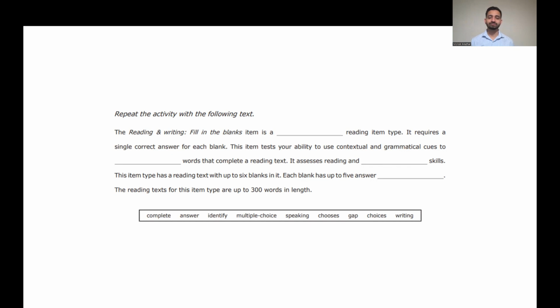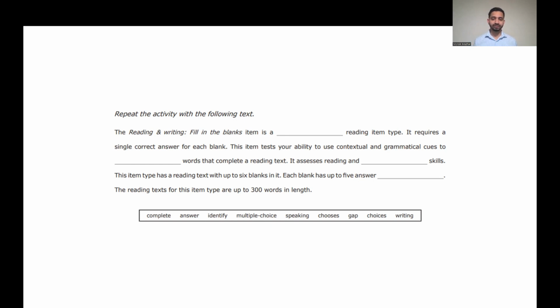This item type tests your ability to use contextual and grammatical cues to blank. Again, what are we looking for in terms of word choice? I think you guessed it. We are looking for a verb. All right, look at the verbs here. We've got answer, identify, complete, chooses, gap, and writing. Gap is not a verb. Speaking could be a verb as well. But what kind of verb are we looking for? Infinitive, base form, or ING form? There are different types of verb forms.